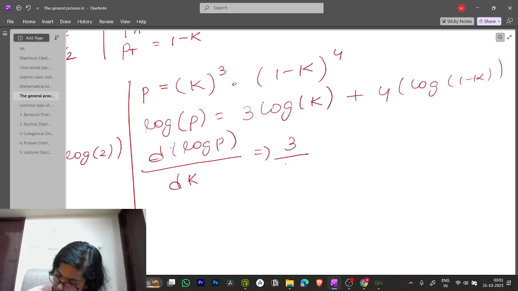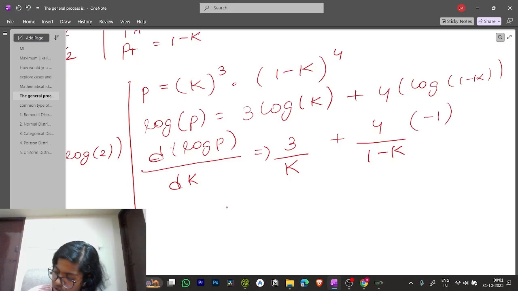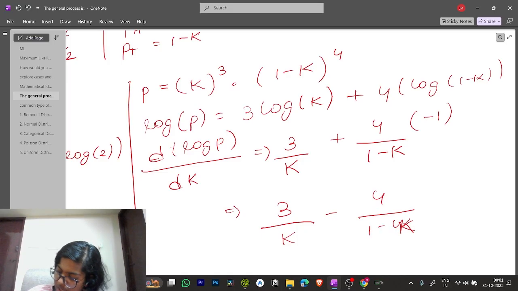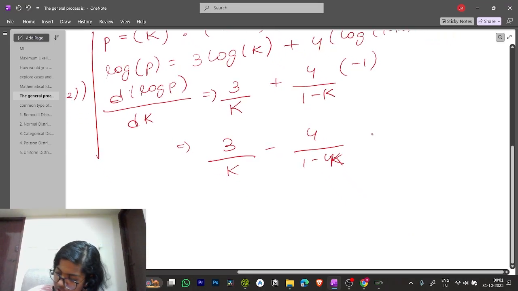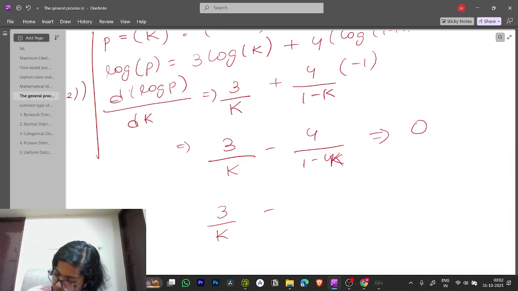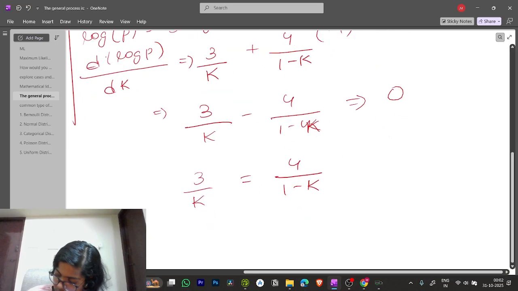So 3 divided by k plus 4 divided by 1 minus k, and we again differentiate 1 minus k and we get minus 1. So we get 3 divided by k minus 4 divided by 1 minus k. This is k. Okay, and we equate this differentiation to 0. So when we equate, we get 3 by k is equal to 4 by 1 minus k.